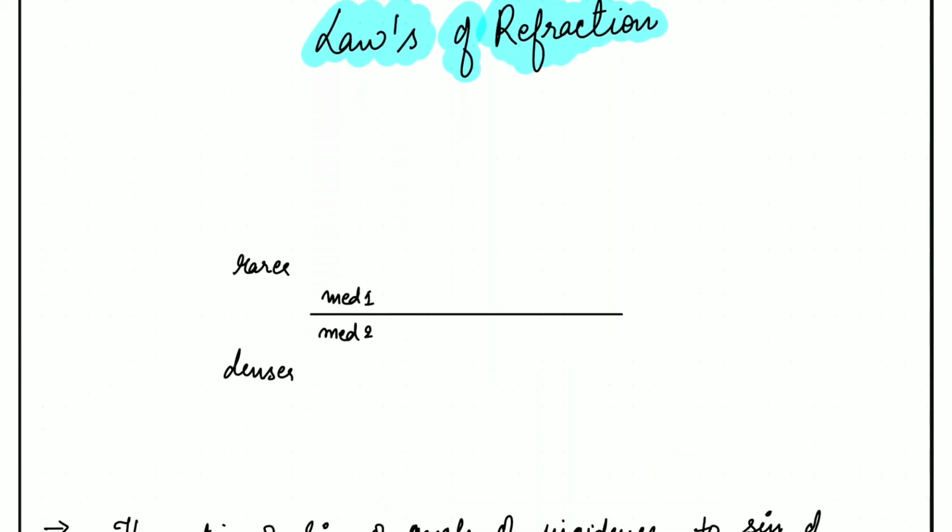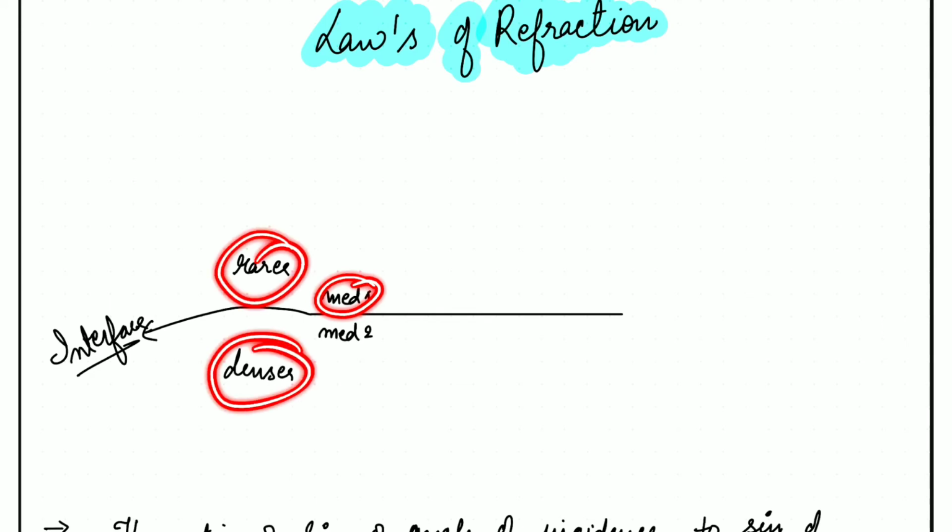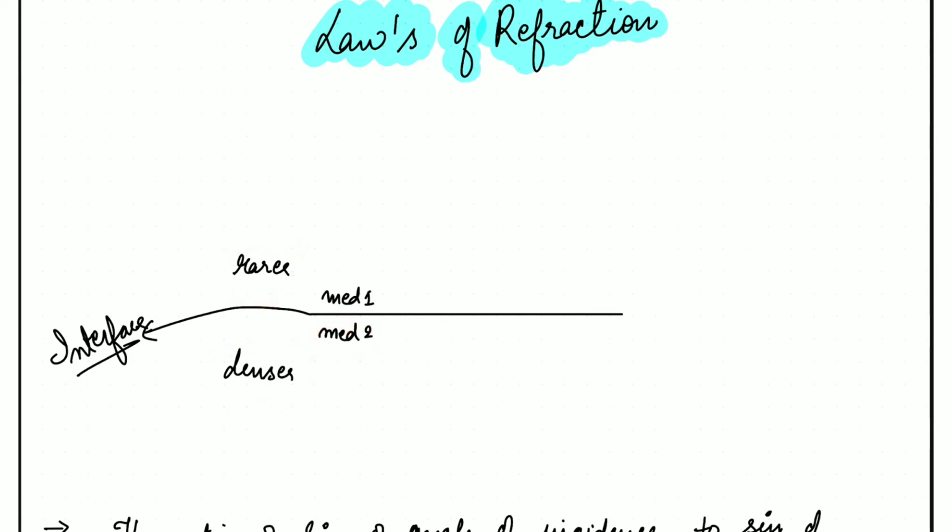Just like your laws of reflection, we have our laws of refraction. So you have this interface here, everything is set. We have two different mediums here, medium one and medium two. I haven't said which medium it is, so just assume that medium one is rarer as compared to medium two, which is the denser medium.